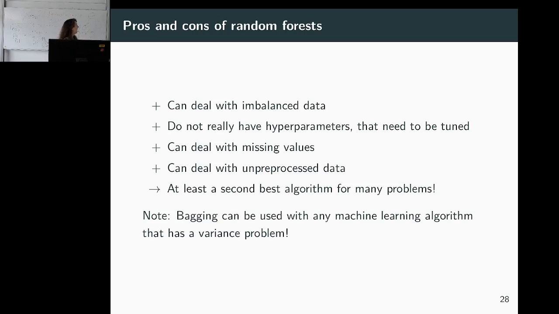Yes, and as a side note, as I already said, this idea of bagging can be used with many machine learning algorithms that have variance problems. So there are two ideas, early stopping and bagging, which you also need to take from this lecture.